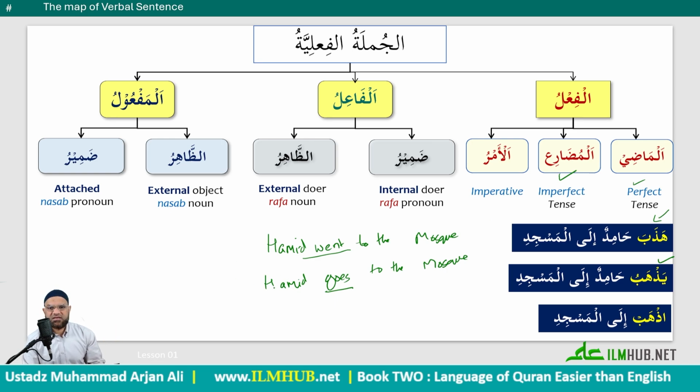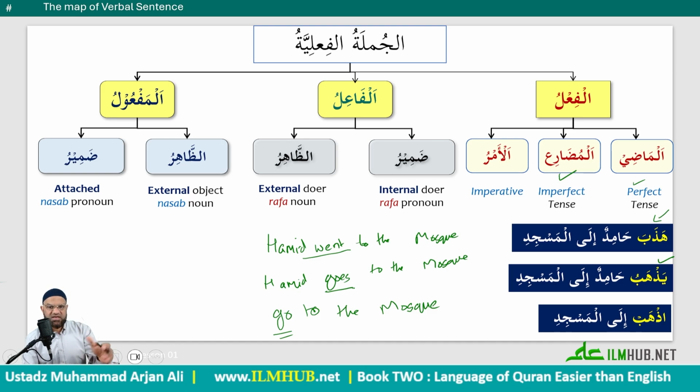Third, if I tell someone, idhab ila al-masjid, go to the mosque. So from the English you can tell that there are 3 tenses here. One is the past, meaning he went. He goes, present or future, we can translate. Go, imperative, when I'm commanding you to go. So these are 3 different types of verbs. There are others, but these are the main. Anything else would fall as subcategories of these. So they are the verbs that we need to recognize.